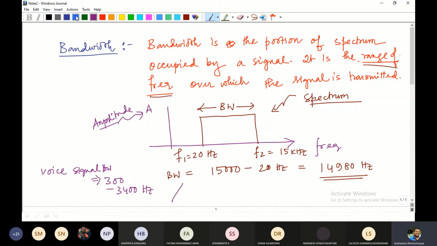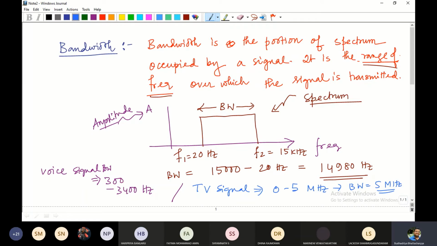Or for example, if I take another example where you can relate, like the TV signal, this is around 0 to 5 megahertz range. So if I consider the bandwidth for the TV signal, it will be around 5 megahertz. All right, so you can observe that this bandwidth is basically showing us the occupancy of each and every frequency band.